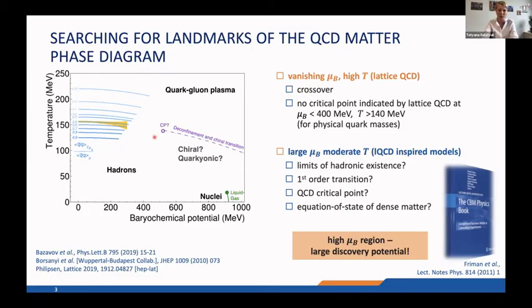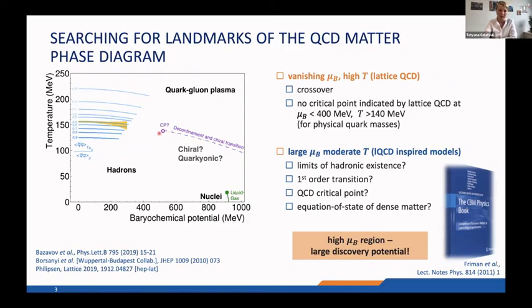On the other hand, we have many lattice QCD guided effective models. And these models do predict quite a rich structure in the region of high baryon chemical potentials, namely the first order deconfinement and chiral phase transition is predicted. And it is also clear that if we have a crossover on one side and a first order phase transition on the other side, they will meet in the second order critical endpoint.